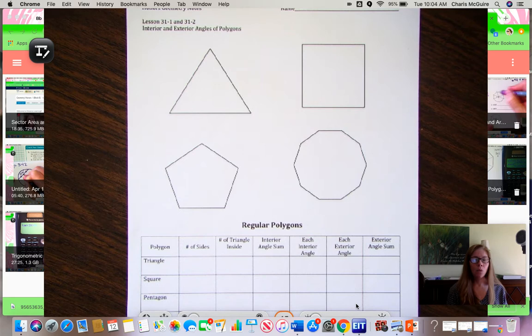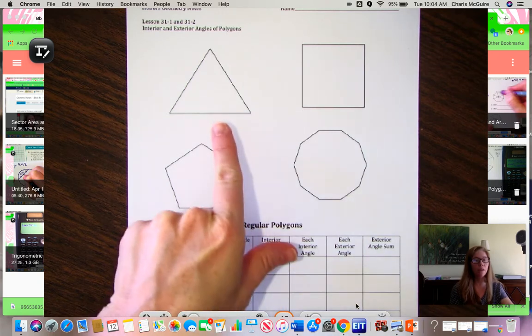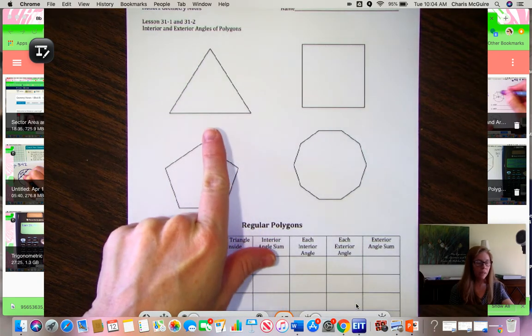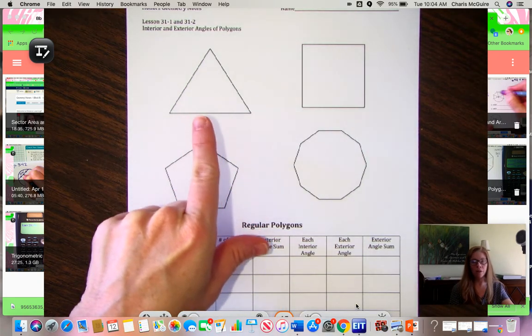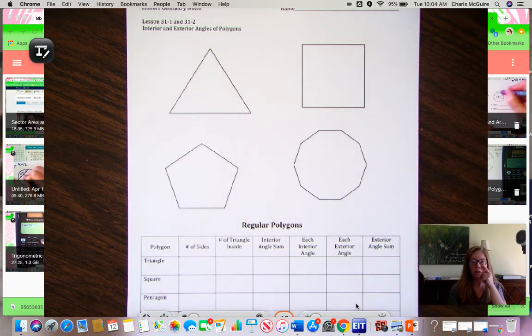We are going to learn some simple and easy truths about interior and exterior angles of regular polygons. We've talked about this before, but regular polygons, and we have 4 examples. We're starting with a regular triangle, which means that all the sides are congruent and all the angles are congruent. You know that as an equilateral triangle. So the term regular polygon means all sides are congruent and all angles are congruent.